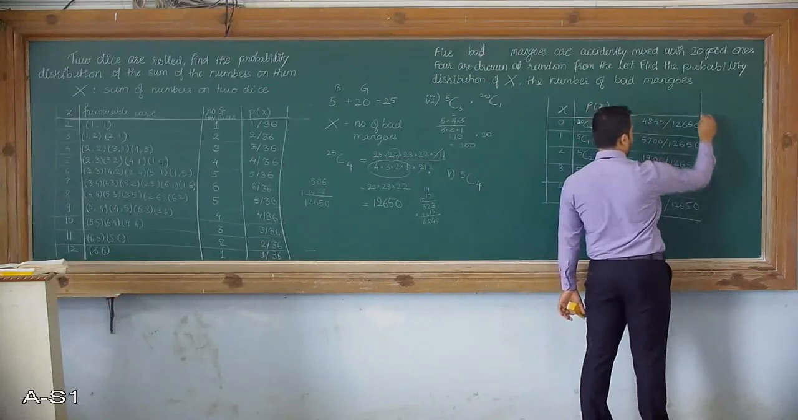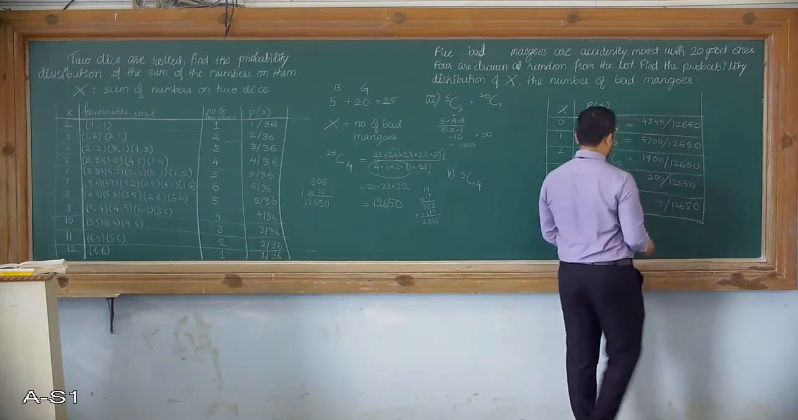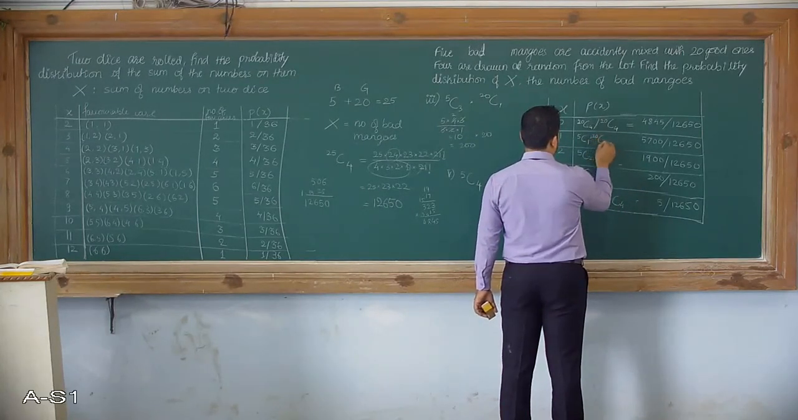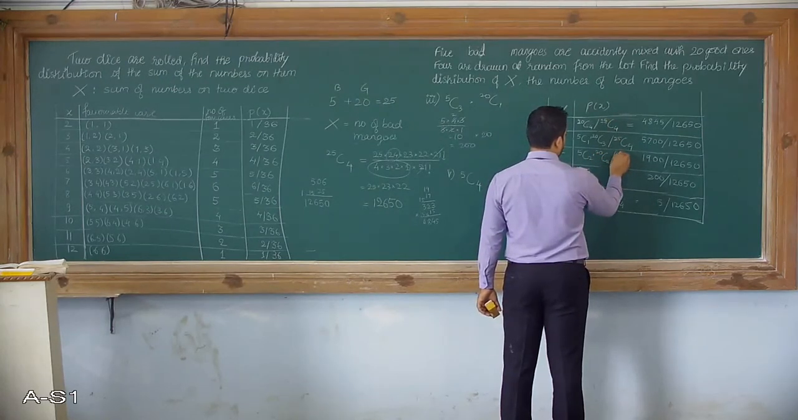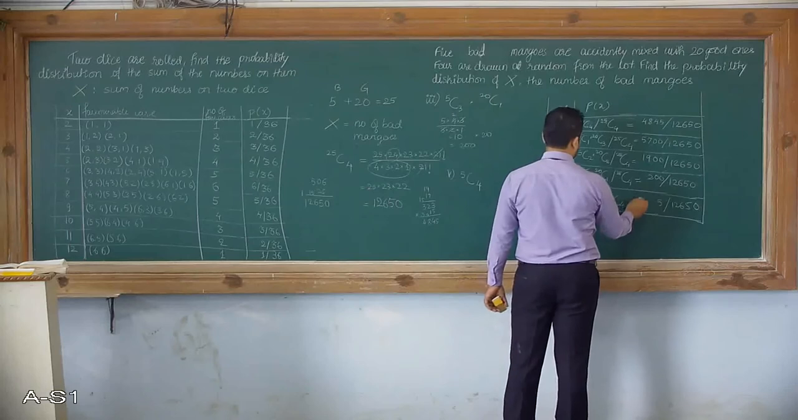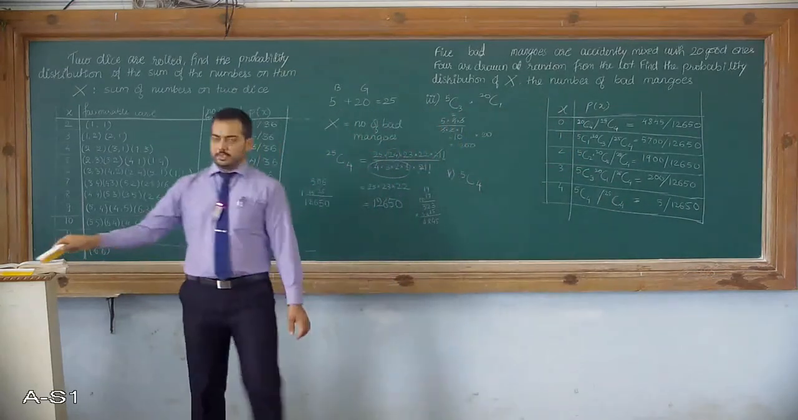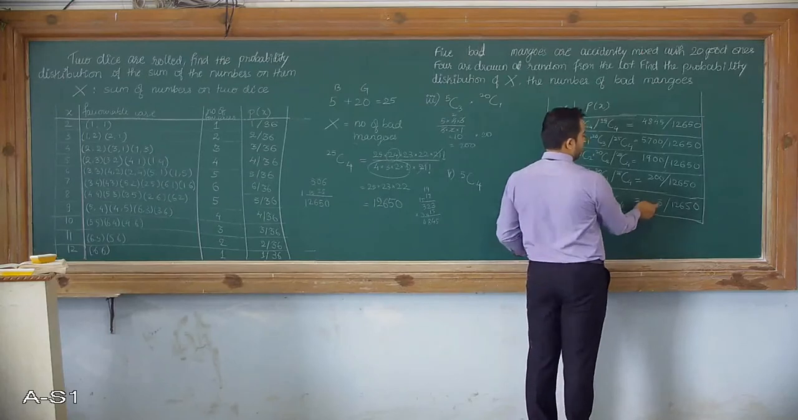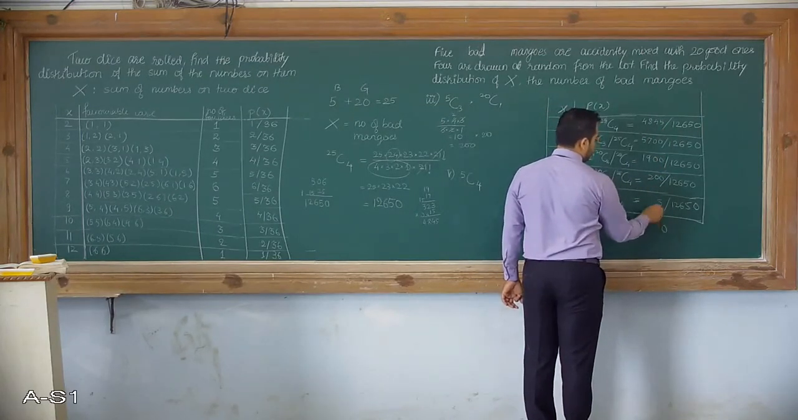Now we have to check whether the addition of all of them gives us 1. So let me check whether we can calculate the same denominator if we get the addition of the numerators. So 50005 gives me 10.